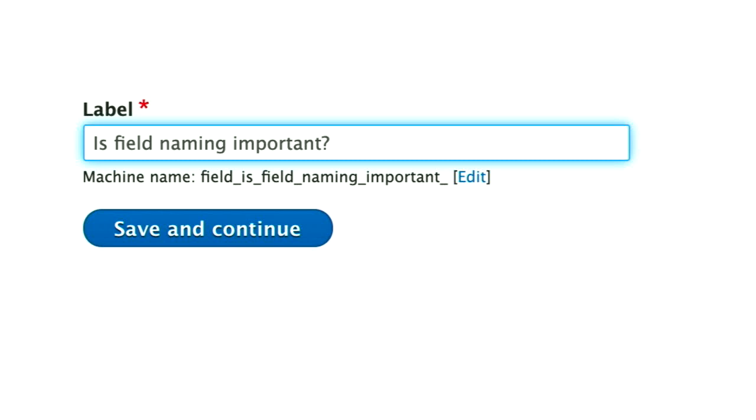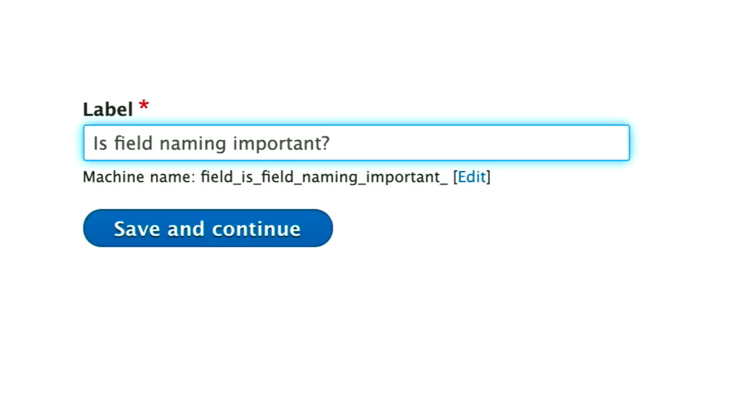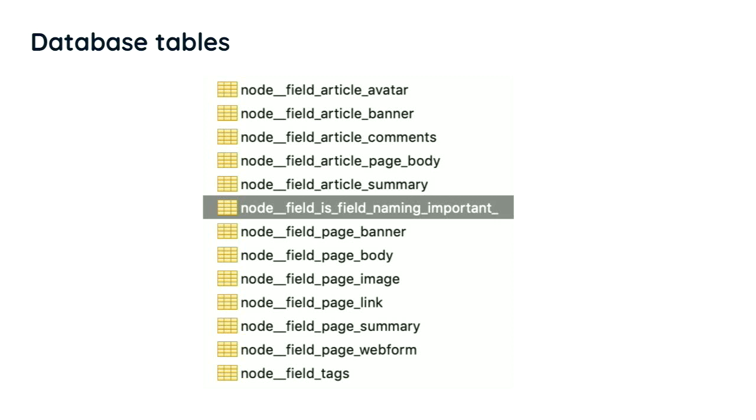The reason for that is, if I type this and then I hit save, I get field_is_field_naming_important. And this plays out in so many ways in my system for developers, right? It might not affect you as a content editor so much, but it's affecting my database. My tables are going to be called that.